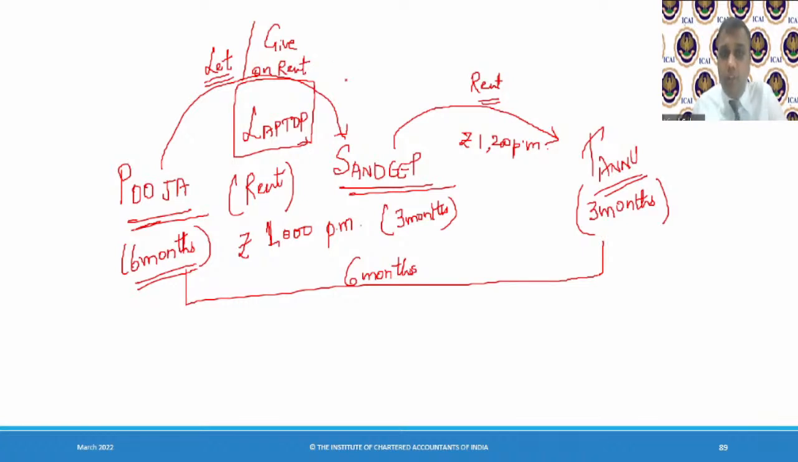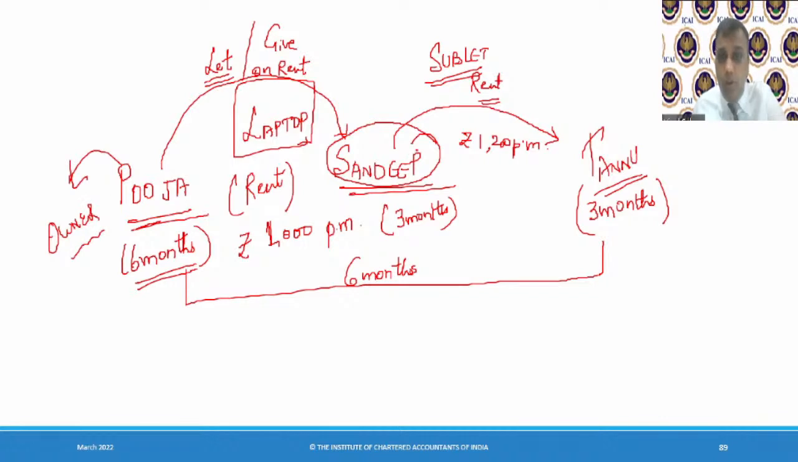The first occasion is called letting, and the second occasion is called subletting. When you yourself are not the owner, the owner is someone else, and you have taken a particular asset on rent and further give it on rent, this further process is called subletting.